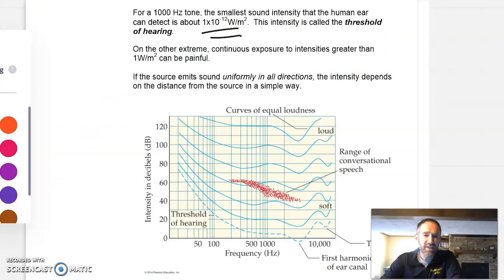Just to give you some perspective on the intensities, the intensity of the threshold of hearing is taken as 1 times 10 to the minus 12 watts per square meter. And that's a number that you'd want to know going into an exam. Another number that's helpful in the problems is the threshold of pain, and that's generally taken to be 1 watt per square meter.